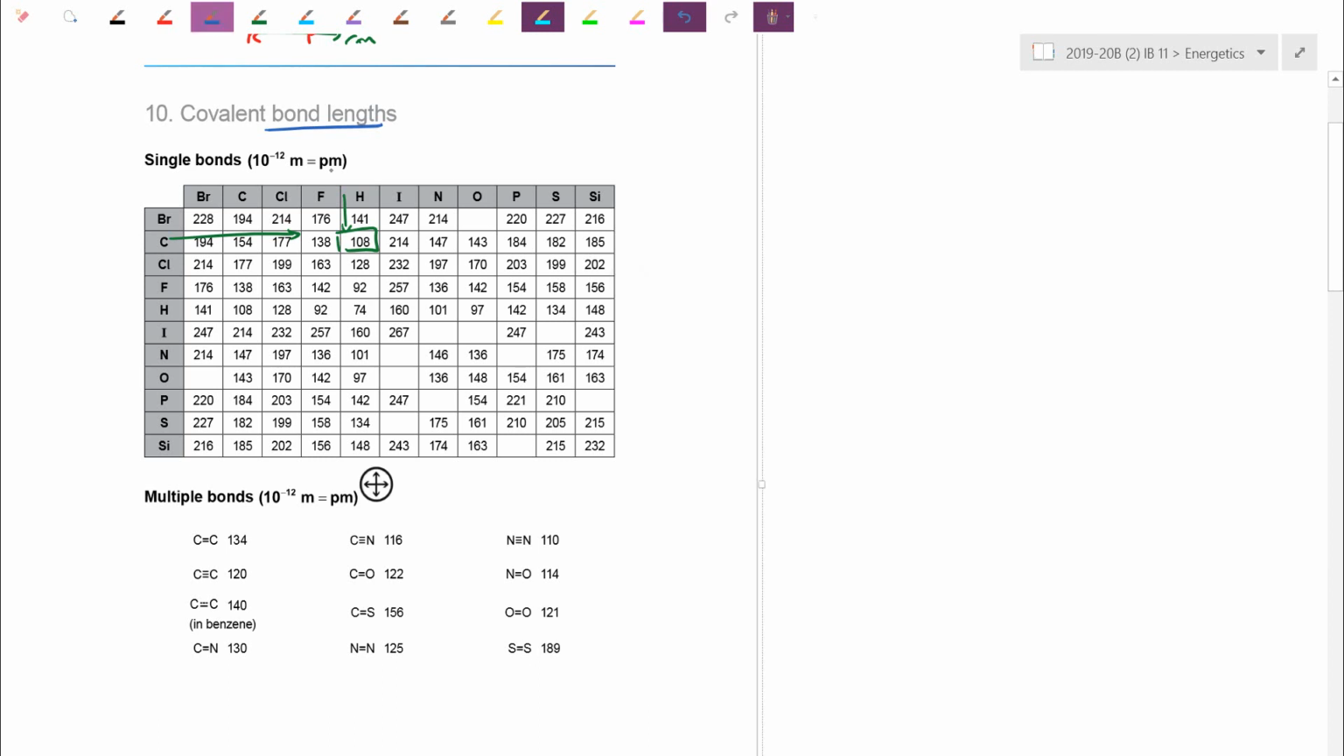So when it says 108, you'll notice the units here aren't energy units. It's not kilojoules per mole anymore. This is just times 10 to the negative 12. It's on the order of picometers. This is actually saying how long the bonds are.